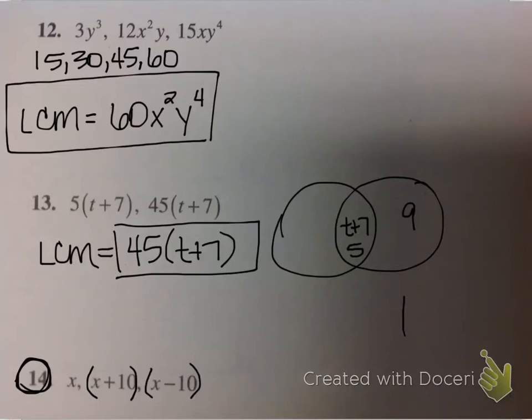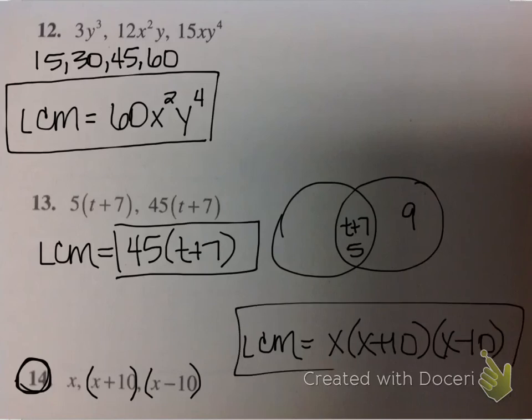So remember, sometimes when you're dealing with numbers, your least common multiple is simply going to be all of your factors multiplied together. That's actually what's happening here. The LCM is just going to be everything multiplied together. Final answer.